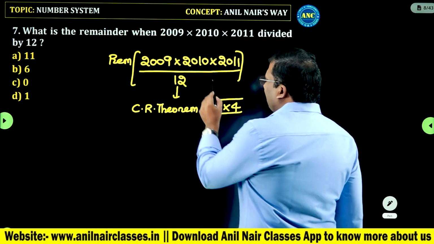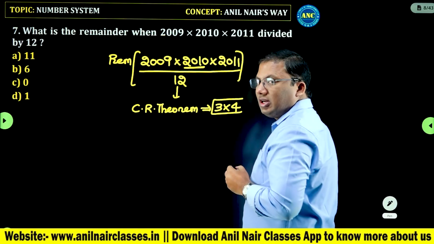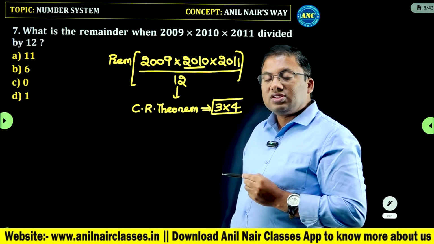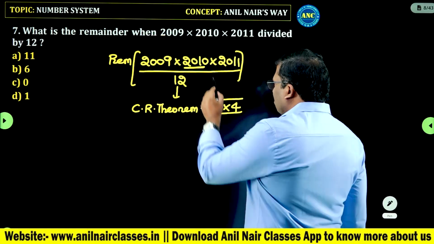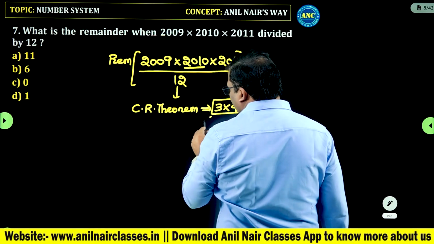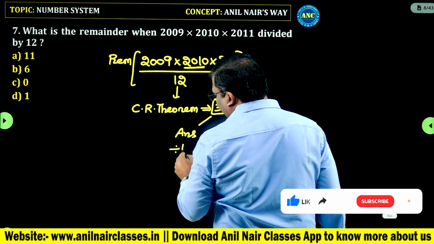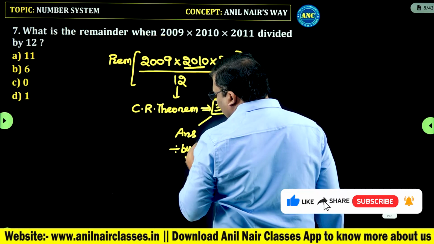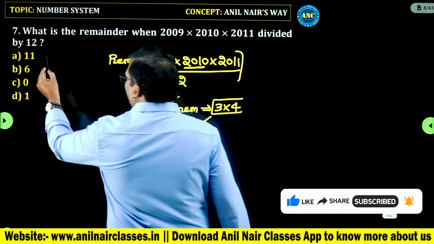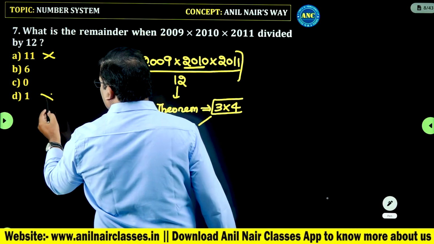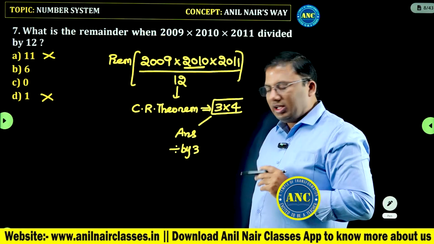If I divide by 3, 2010 is perfectly divisible by 3, because the sum of the digits of 2010 is 3. So the answer should be perfectly divisible by 3. 11 is out, 1 is out. Option A is out, option D is out.